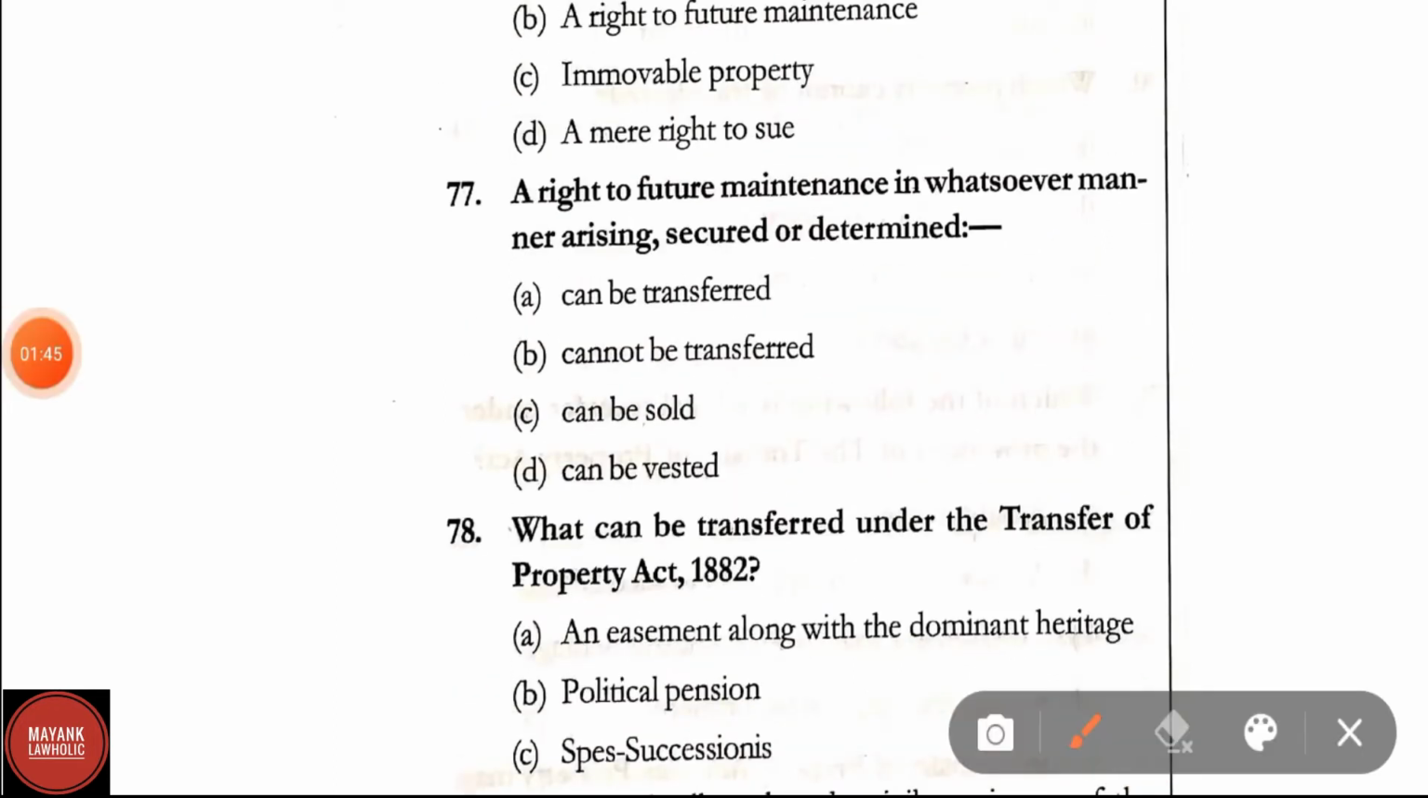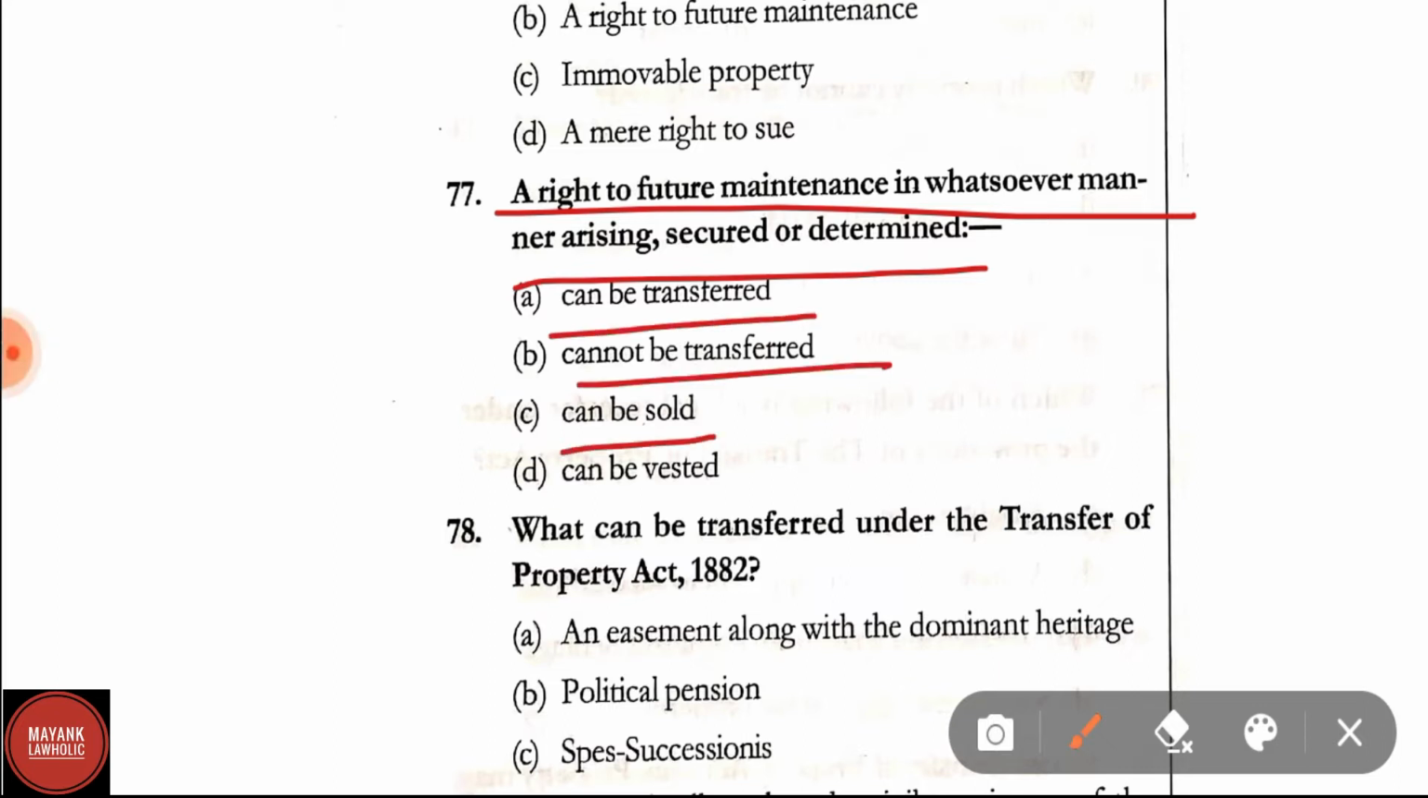Question number 77. A right of future maintenance in whatsoever manner arising, secured or determined can be transferred, cannot be transferred, can be sold, can be vested. Correct answer is option B, that is cannot be transferred.